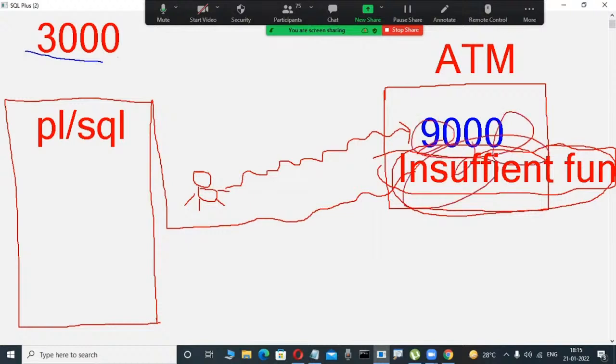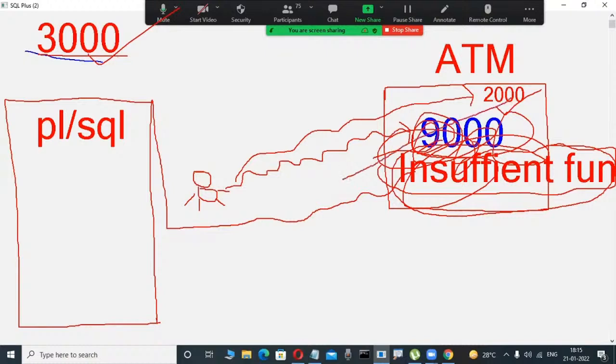Again, another scenario. For example, my balance is 3,000. Suppose I insert an ATM card and try to withdraw 2,000 rupees. Is it possible? Possible. Why? Because my balance is 3,000. Here 2,000 is less than 3,000. That's why this withdrawal is possible. We can withdraw the money, 2,000 is possible in this example.